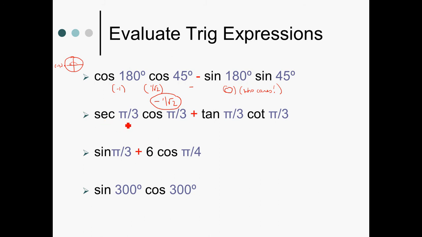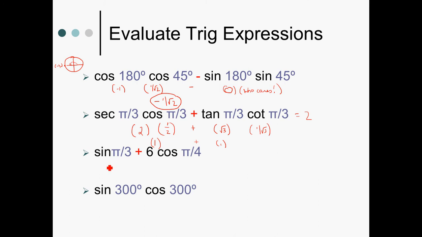Check this out. Secant of pi over 3. I don't know my secant values very well, but I know cosine. Cosine of pi over 3, cosine of 60, is the x-coordinate. And then the secant is just the reciprocal of that, and you multiply numbers that are multiplicative inverses. That's 1. Plus tangent of pi over 3 is root 3. What's the cotangent? The reciprocal. Root 3 times 1 over root 3? That's 1. So this answer is 2.